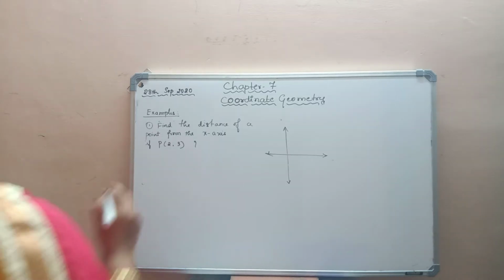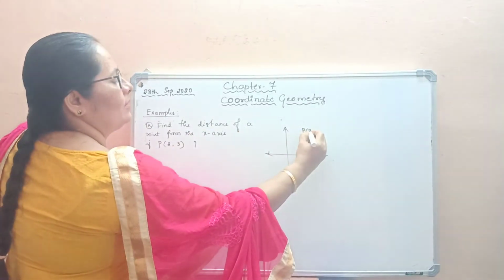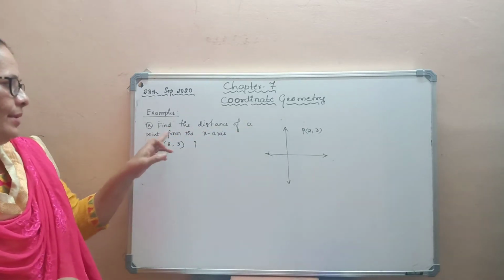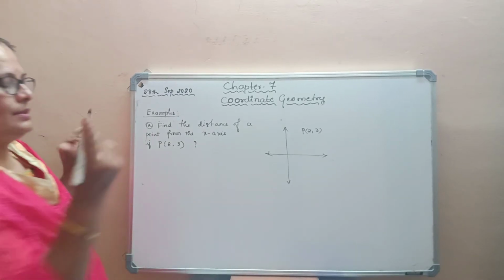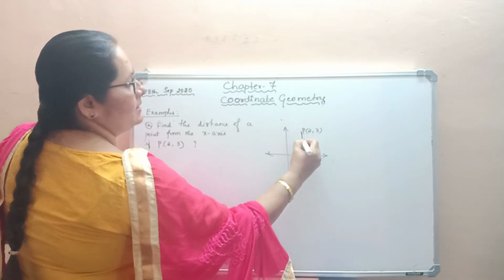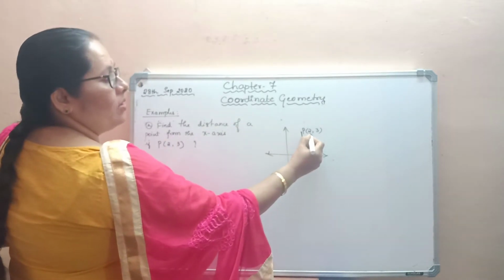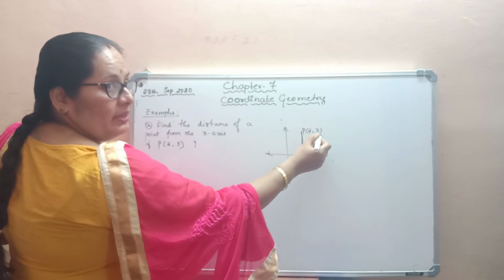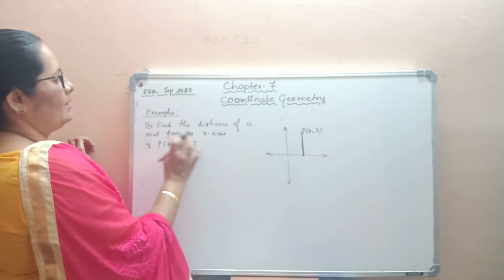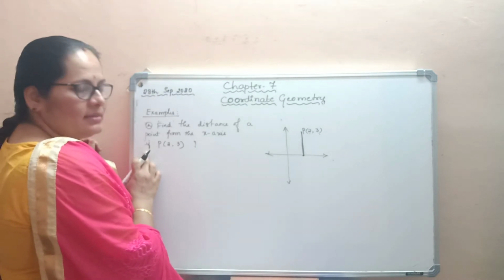Next example is, find the distance of a point. The point is given as 2, 3. Point P coordinates are 2, 3. Now, you have to find the distance of this point from the x-axis. Means this distance you have to calculate. What is this distance here? See here, the x coordinate is 2 and the y coordinate is 3. So, you need to find the distance of point P from the x-axis.